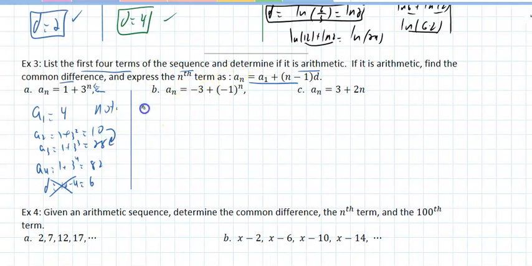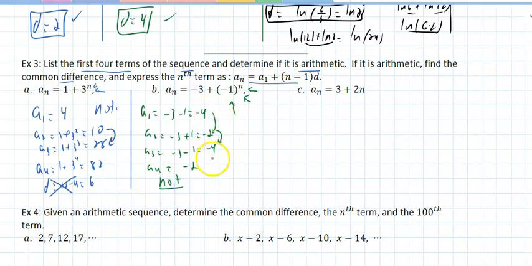How about here? A sub 1, put a 1 in there. Negative 3 minus 1 is negative 4. A sub 2, put a 2 in there. Negative 3 plus 1 is negative 2. A sub 3, put a 3 in there. Negative 3 minus 1 is negative 4. And A sub 4 is negative 2. So again, it's not arithmetic. Put negative 4, negative 2, then negative 4 back. That doesn't work.